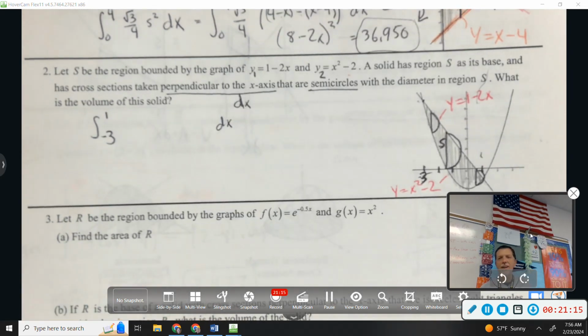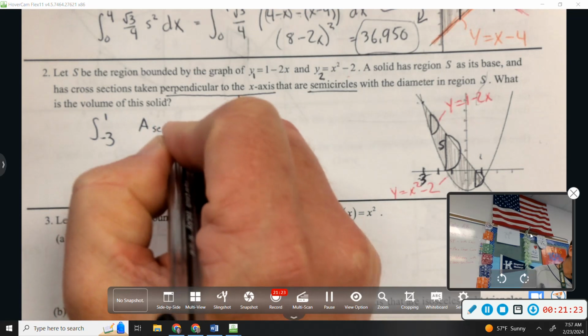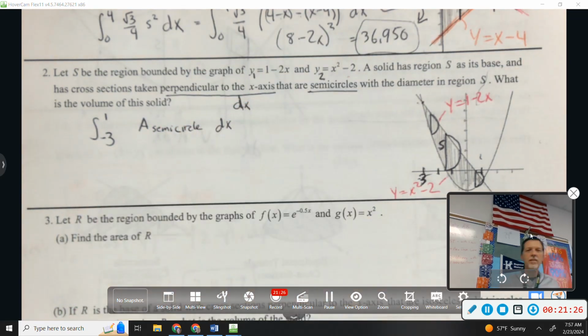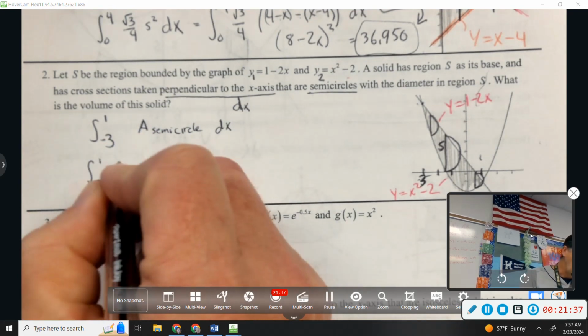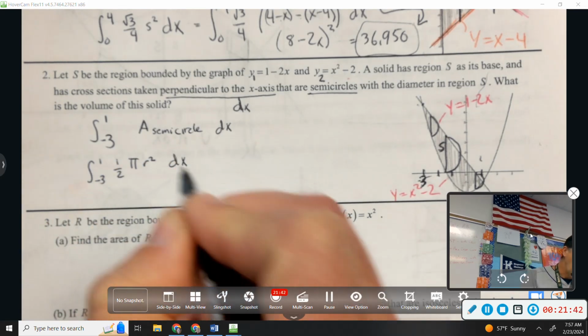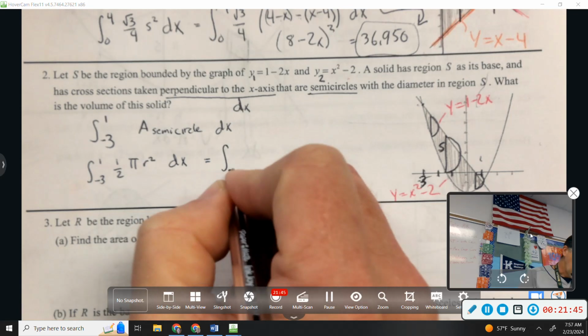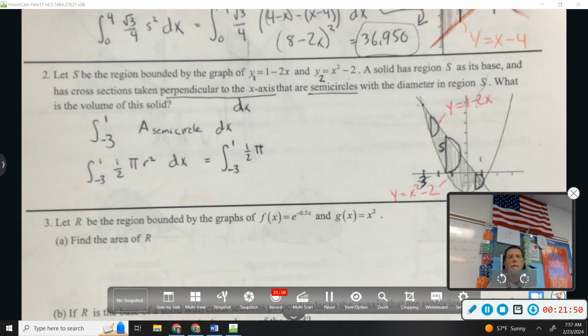Next I want to add up all of the little volume pieces. And the little volume pieces are the area of a semicircle times dx. Okay. If you memorize the area of a semicircle, you can use that. If you don't memorize the area of a semicircle, then you can just go with, well, it's 1/2 pi r squared. I know that much. But r, so 1/2 pi r.